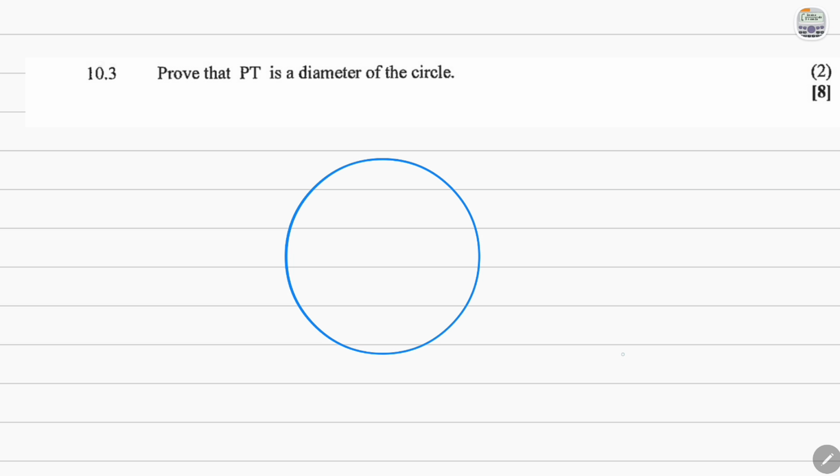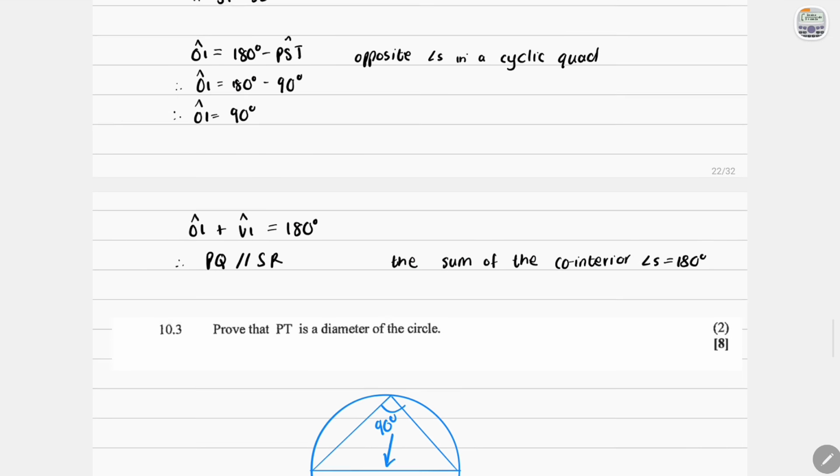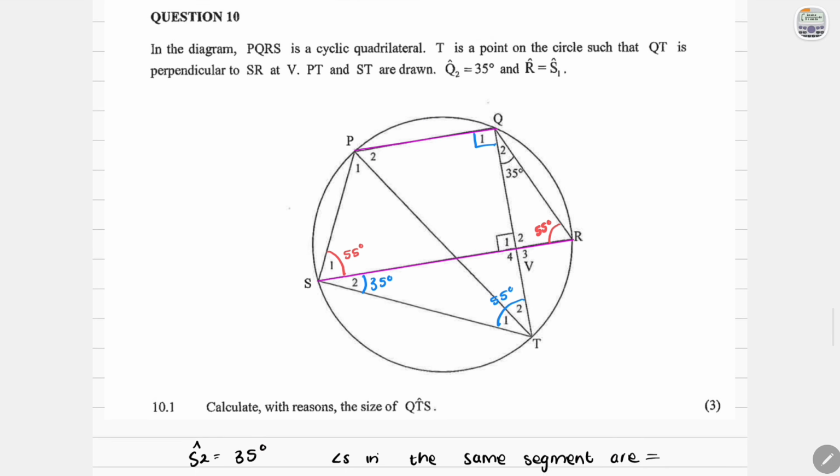Do you remember that if you ever have a diameter, it passes the center, of course, but if you have an angle which is subtended by a diameter in a circle, that angle is going to be equal to 90 degrees. So if you find out that this is 90 degrees, then this is a diameter. Okay, so that's what we're going to look for there. So the line they're referring to is PT. So let's look at PT.